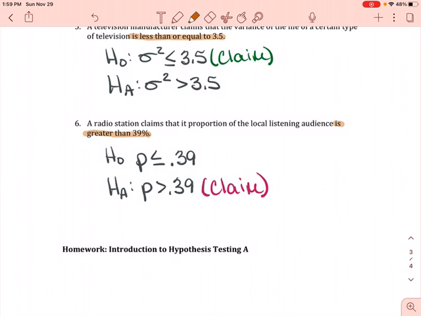All right, so when we meet again, we'll talk more about this and go through some more problems. But the idea is that H sub O is always equal. H sub A does not contain any equals. Either one could be your claim of what you're trying to prove. And again, this is just step 1 of 6 or 7 steps that we're going to do in the problem.